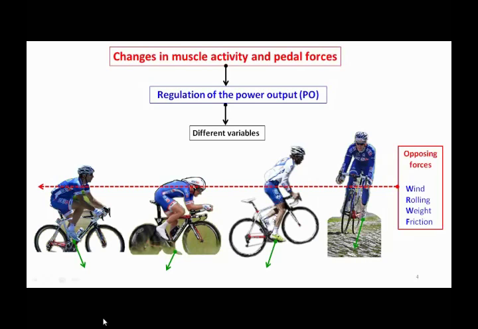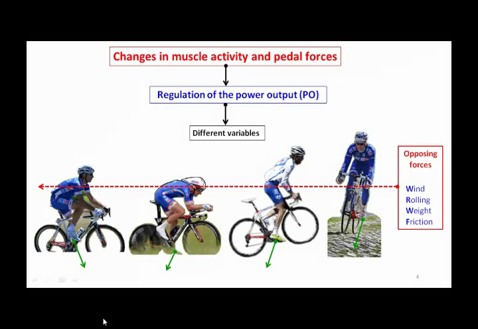So in these four classical positions, the force opposing the motion plays a very important role for the muscle activity and the application of the force on the pedal. The wind is very important, because to exercise against the wind is not the same thing as to exercise in the mountain, to climb with the weight. It's not the same thing. To produce 300 watts against the wind, and to produce the same level of power to climb, it's not the same. It's the same power, but it's not the same exercise for the rider.